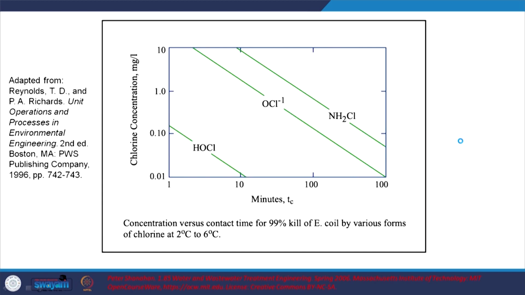So to look at the efficacy, we looked at this particular graph or piece of information here. We saw that HOCl requires much lesser CT than OCl minus or NH2Cl. Thus, it is much more effective to kill the relevant pathogen. Here the pathogen of interest is E. coli.